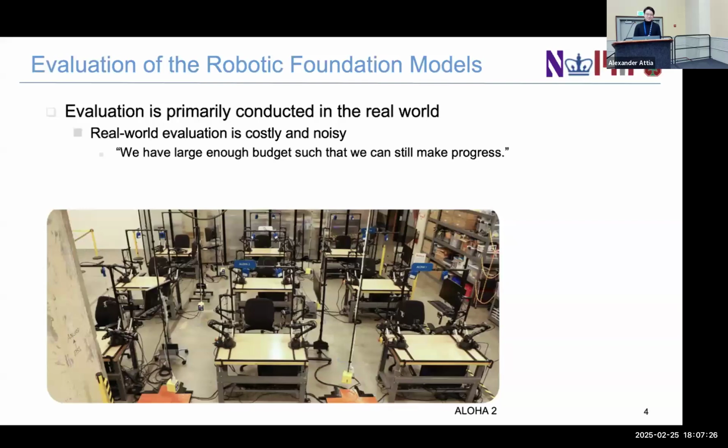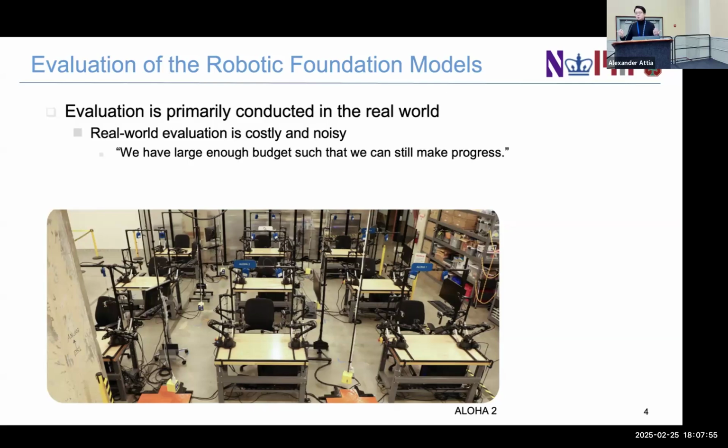Their exact words were, we have a large enough budget such that we can still make progress. Meaning the evaluation is so costly. For example, if you are working on deep learning, you probably think, oh, we have hundreds, if not thousands of checkpoints, I want to do evaluation every day. But in reality, even at Google, where they claim they have sufficient budgets, they can still only do a handful, definitely maybe more than 10, definitely not over 20 evaluations every day.